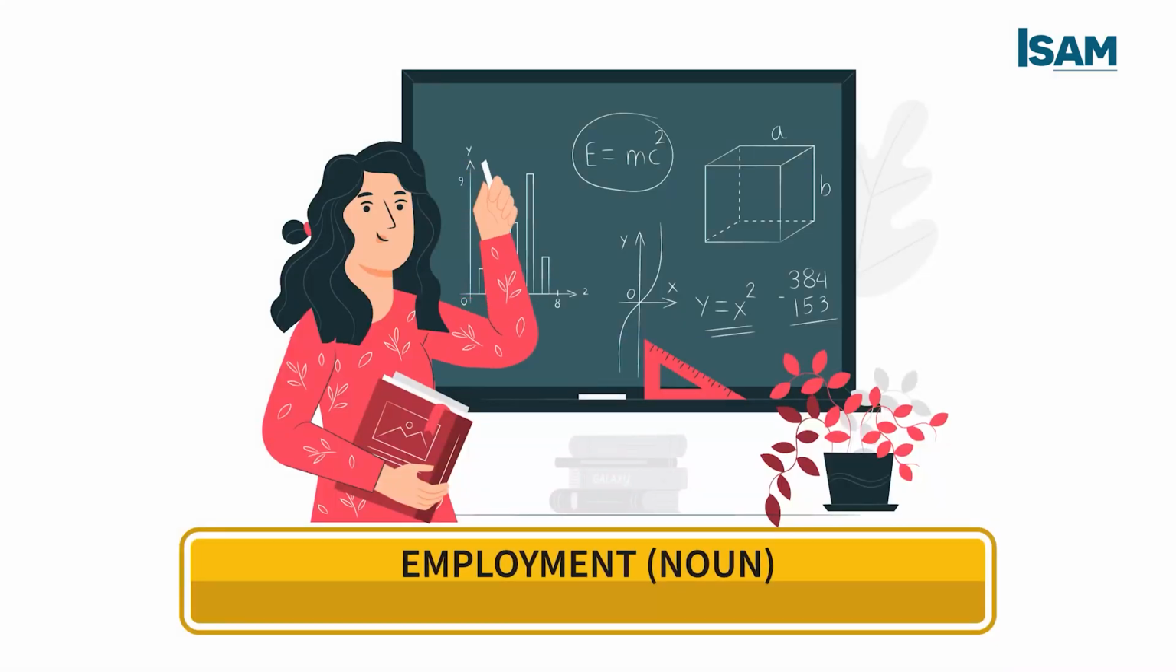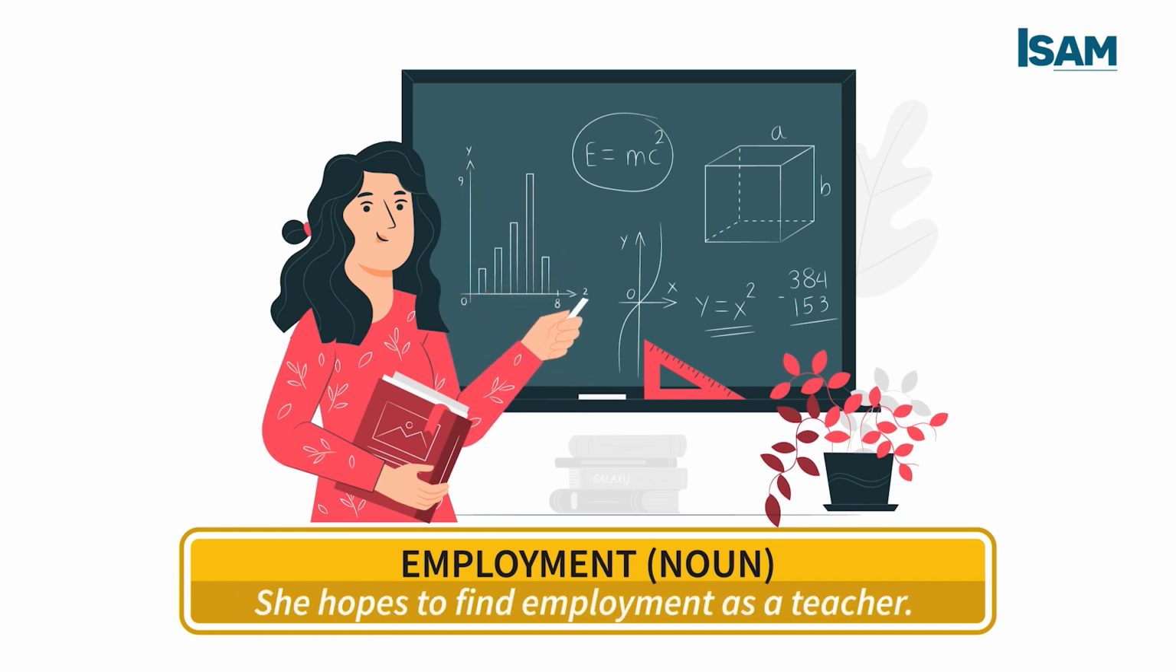Well, dear students, in this part we are going to learn a new vocabulary. This vocabulary is related to work and employment. Let's see. Employment is a noun. It is the condition of having paid work. For example, she hopes to find employment as a teacher.